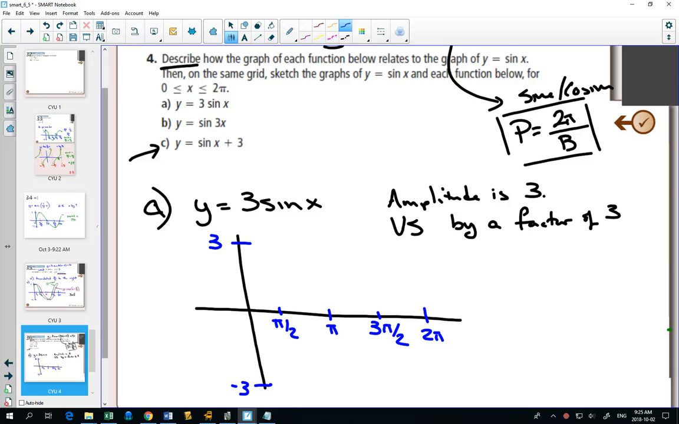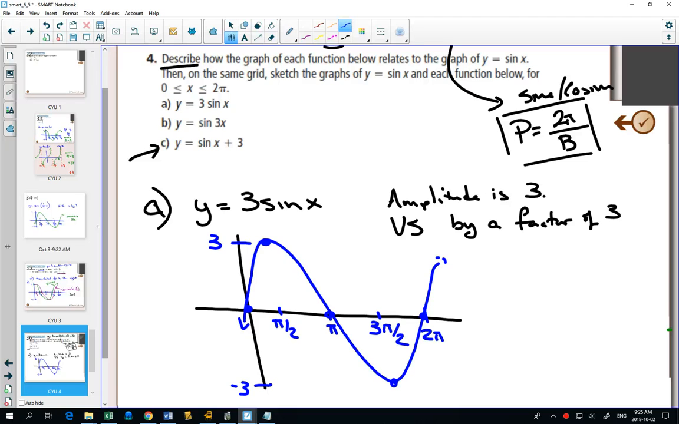And finally, to graph it, where does the sine graph start? In the middle, going up. So here's the middle, going up to a maximum, down to the middle, down to a minimum, back to the middle. Add arrowheads on the end.